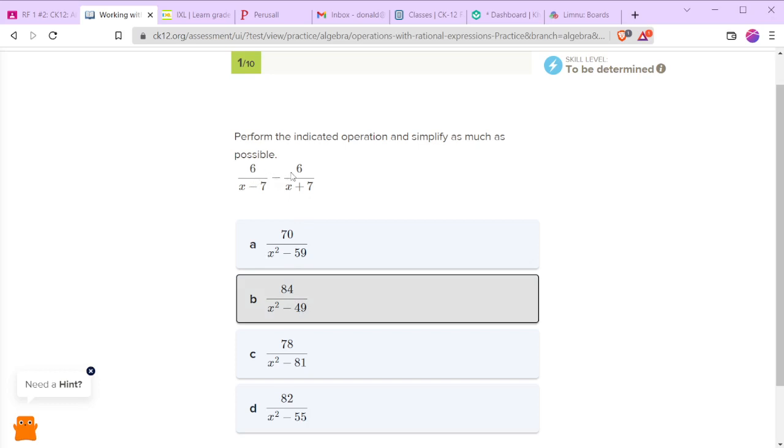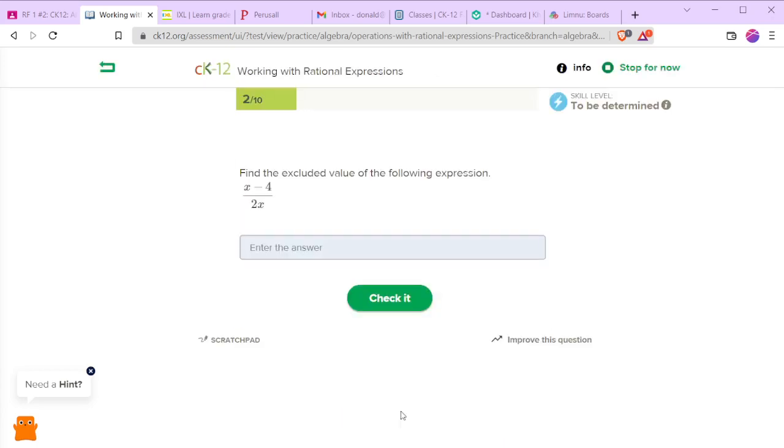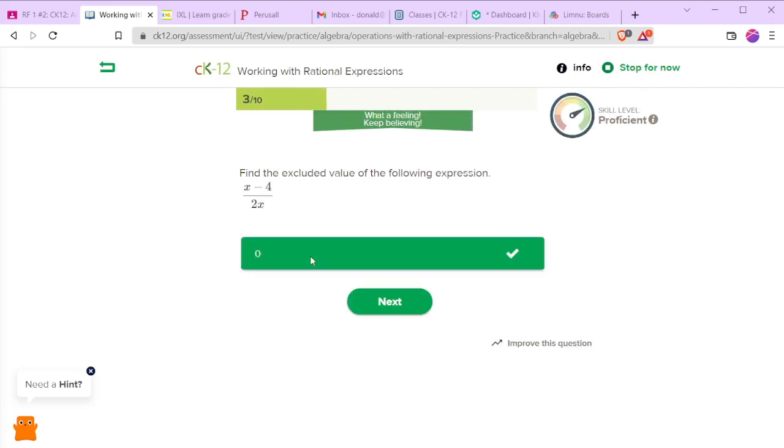Now the fact that we have a 6 minus 6, when we multiply them out, all we're going to have left is the negative 42 minus another 42 here. Right? Or actually in that case it would be a positive 42 plus the 42. That's how we get our 84. But this is the only one that has the right denominator of x squared minus 49. And we want to find the excluded value. Here, that excluded value is 0. We cannot divide by 0.